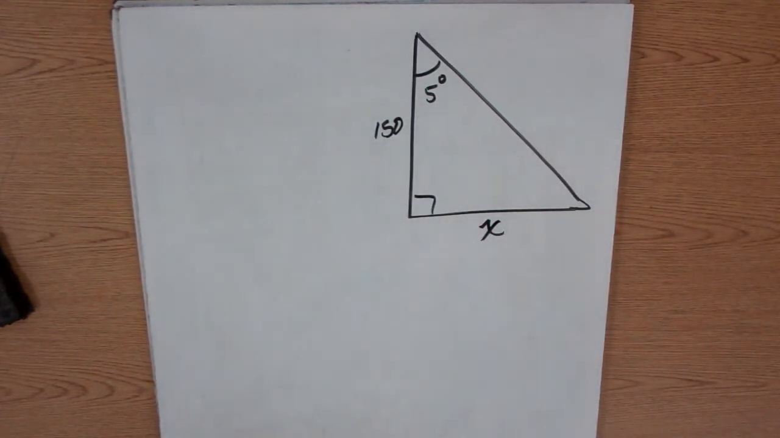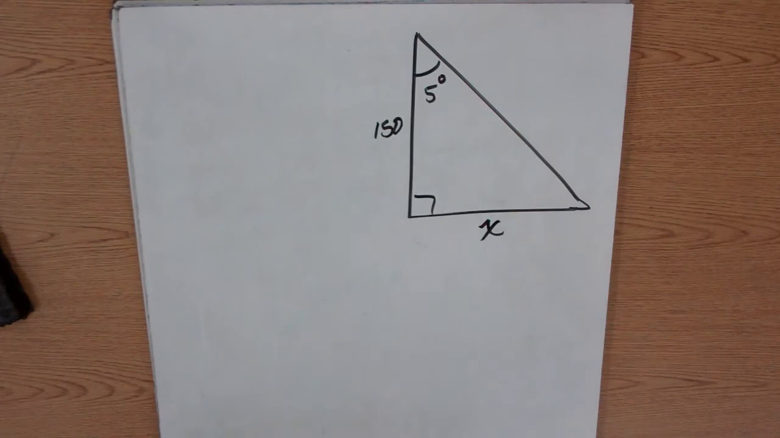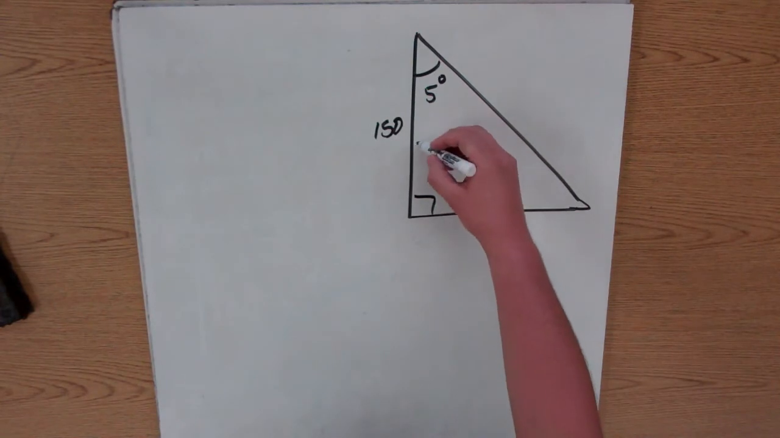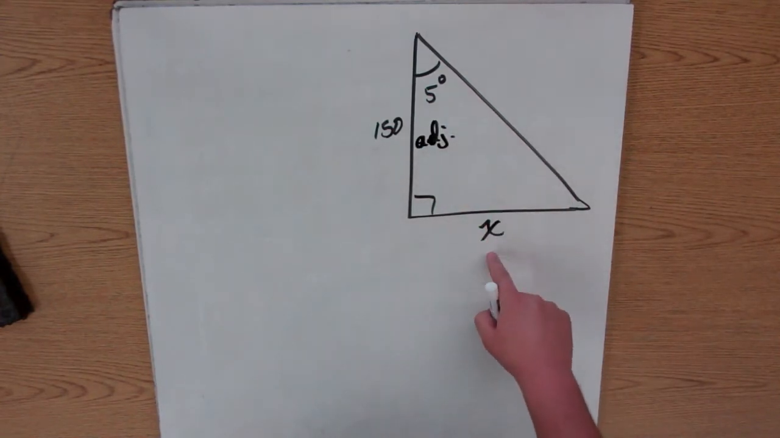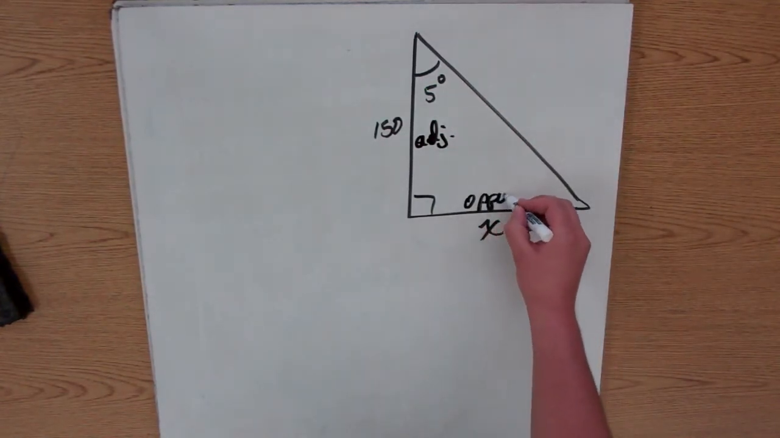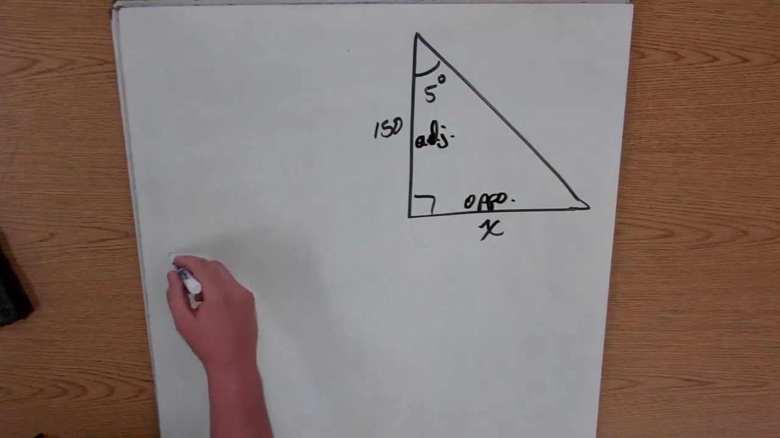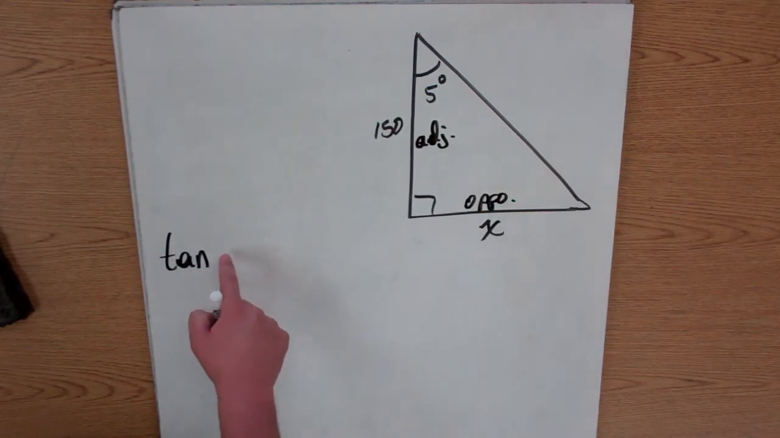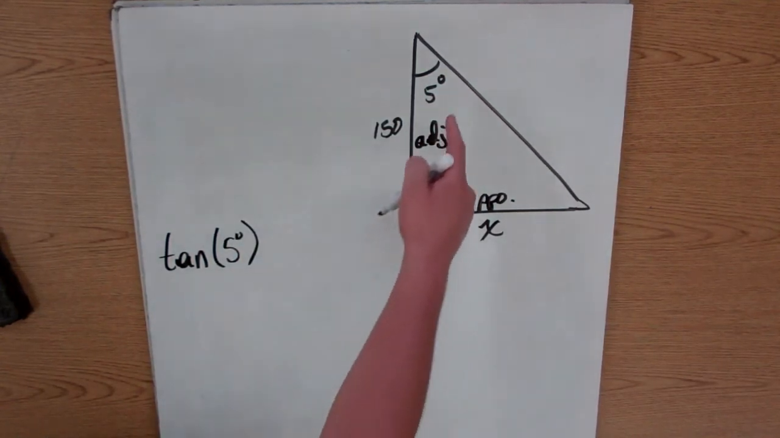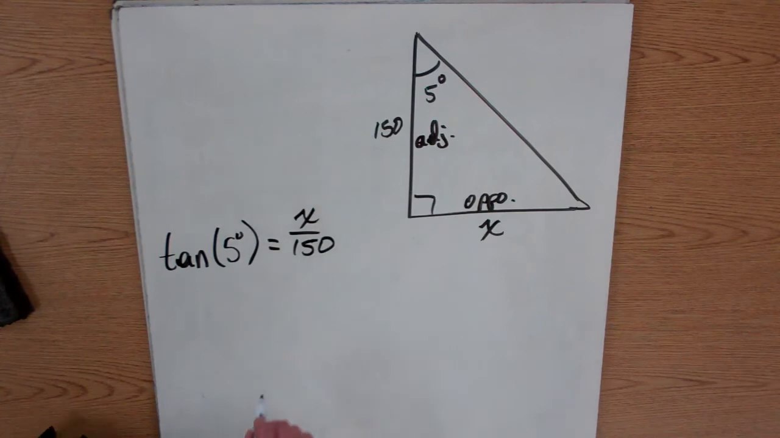Well, here's what you're going to do. First, you got to figure out what two sides these are in relationship to that angle. We know since this 150 is physically touching this angle, this is the adjacent side, and since this side is on the other side of the triangle, it's on the opposite side, we know this is the opposite side. So what uses adjacent and opposite? Well, that's tangent. So the tangent of our angle, in this case 5 degrees, equals opposite over adjacent, so x over 150.